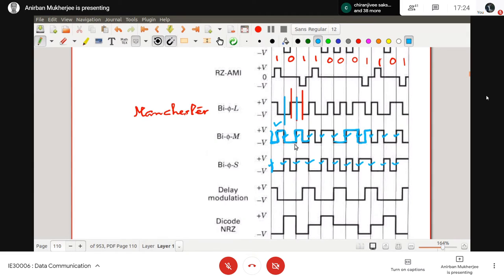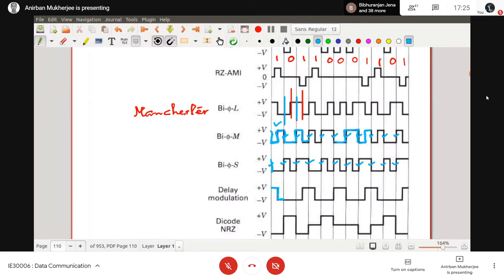So this is about biphase, and delay modulation, sometimes we say the Miller. So delay modulation, what it does, is that a 1 is represented by a transition at the midpoint of the bit interval, and 0 is represented by no transition unless it is followed by another 0. First of all, 1 means a midpoint transition.